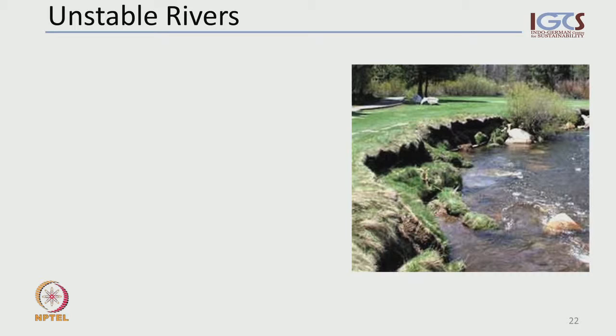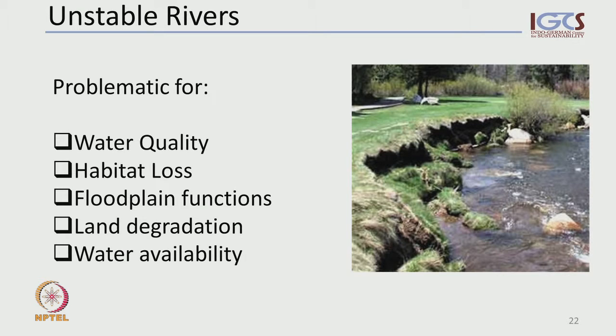What we mean by an unstable river is something like this, where the river banks are breaking away, where slumps are taking place, where rivers are eroding in a way that would not be the natural erosion profile in a certain region. That erosion can take place and affect housing construction, roads, and other urban systems, for instance, or may eat away very fertile land that was important for agriculture. Now, what is problematic about this is that the water quality is negatively influenced. We lose habitat, we destroy or change floodplain functions due to unstable rivers. We cause land degradation, and we also change water availability.